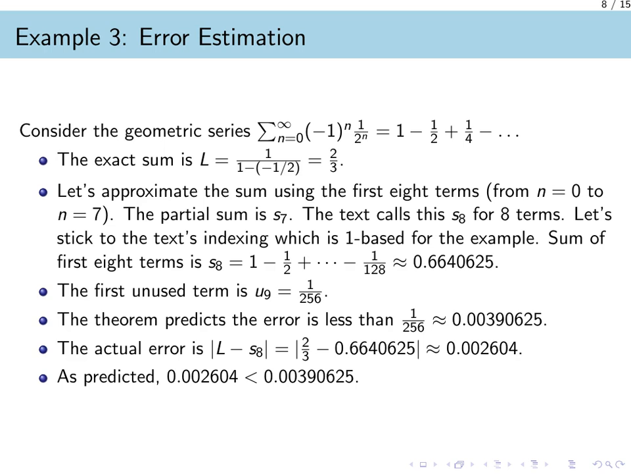Now we can calculate the actual error by subtracting our approximation from the true sum of 2/3. The result is about 0.0026. Comparing the two, we see that the actual error is indeed less than the predicted error bound. The theorem works perfectly, giving us a guaranteed upper limit on the error of our partial sum approximation.